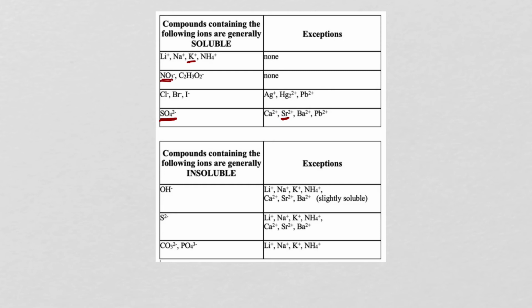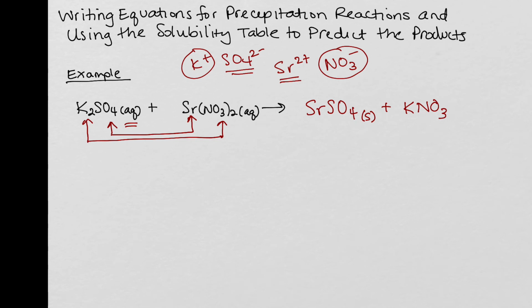Nitrate is always soluble with no exceptions. So I know that this is not going to form any kind of product. So that's just aqueous. If I had two products that were aqueous, that would mean nothing happened. That would mean I didn't form any product. I just have a whole bunch of ions floating around in solution. But in this case, I did form a product. I have strontium sulfate and it's a solid. And so I do have a chemical reaction here. So my product is strontium sulfate. And then I can go ahead and balance my chemical equation.